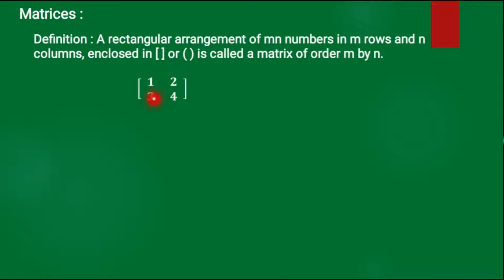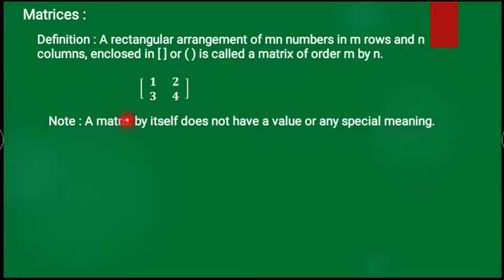For example, here we consider the numbers 1, 2, 3, 4. So the total numbers are 4. We arrange these 4 numbers in 2 rows and 2 columns. So this arrangement of the numbers 1, 2, 3, 4 in 2 rows and 2 columns enclosed in square brackets is called a matrix. We always remember this note: a matrix by itself does not have a value or any special meaning.